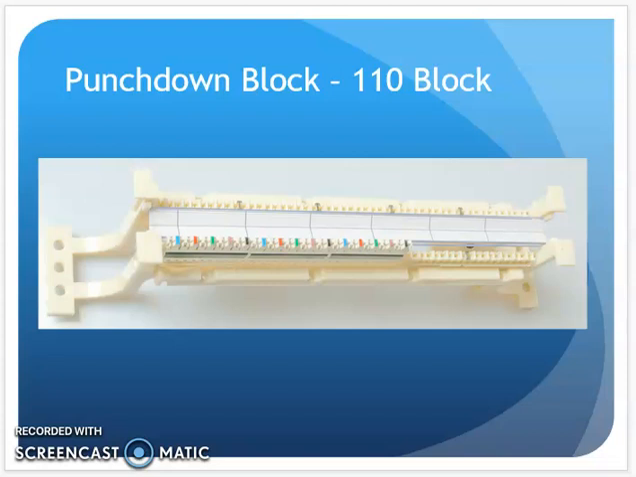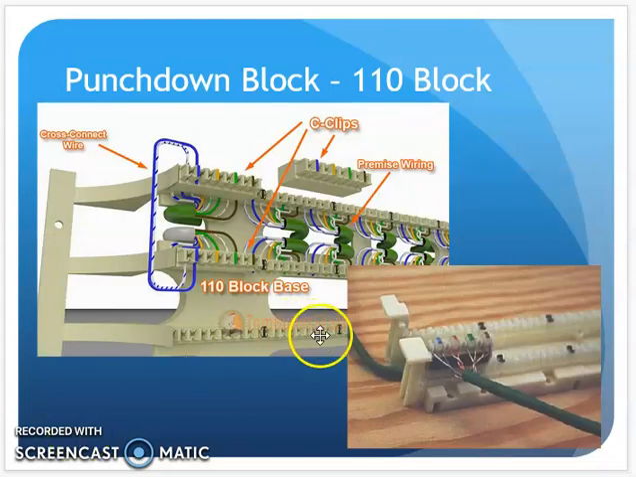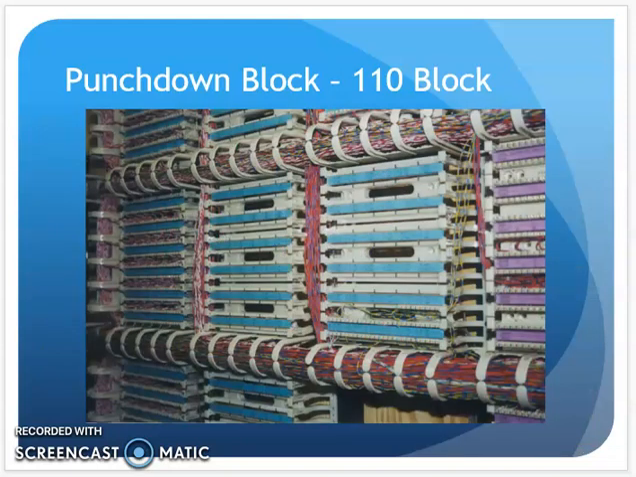Some of them used 110 blocks. This is an example of a 110 block here, and it actually had two pieces to it. We had the wires you laid in the bottom, and then you would snap a clip on top to terminate it, and then you would punch another wire in here. Some phone systems use this because it was a little bit better termination for noise problems. So some data networks use this as well. But as you see here, this was phone blocks.